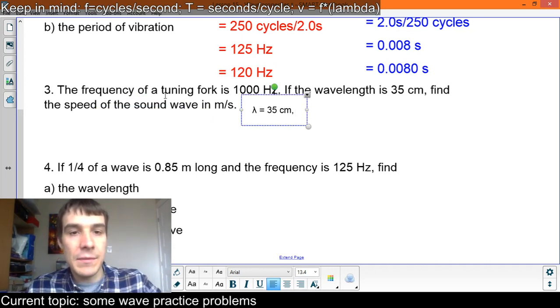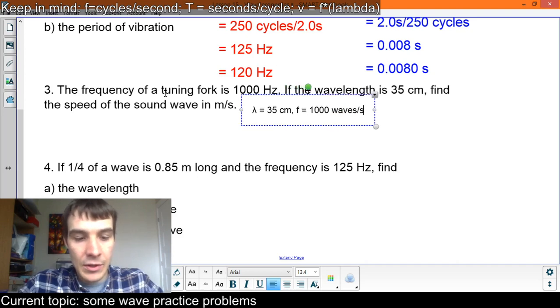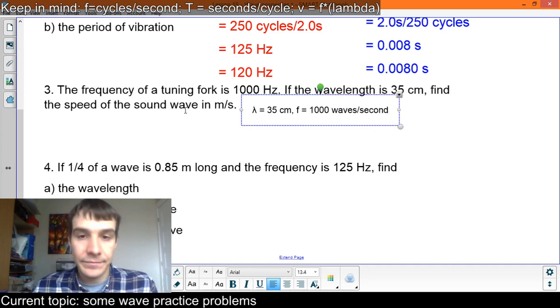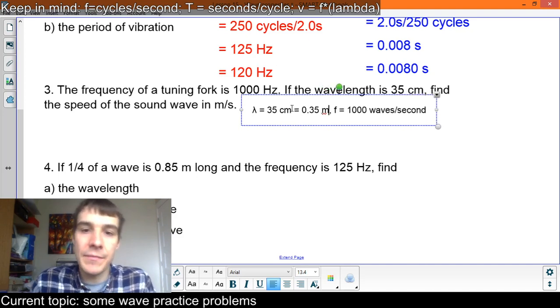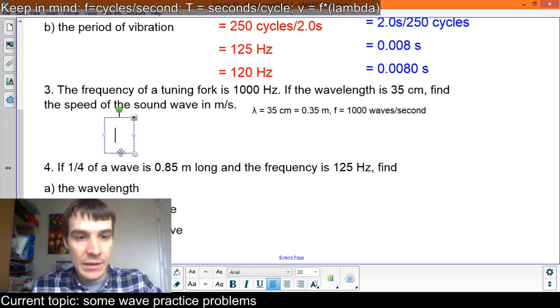And the frequency is 1,000 hertz. So frequency is 1,000 waves per second. So 1,000 waves go by every second. Each one of those 1,000 waves has a wavelength of 35 centimeters, which I might as well just turn into meters because we're going to be needing that. So 0.35 meters. And the frequency is 1,000 waves per second. So 1,000 of them go by every second. Each one wave is 0.35 meters, which leads directly to our equation.